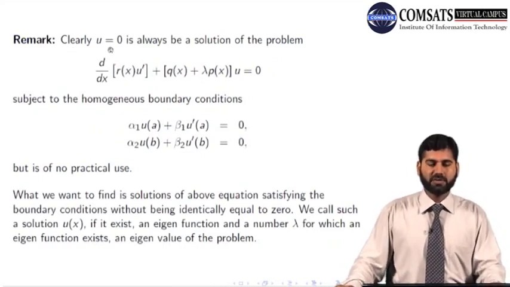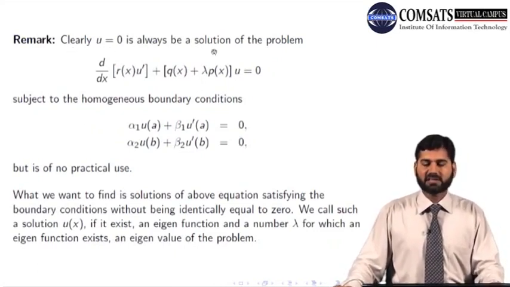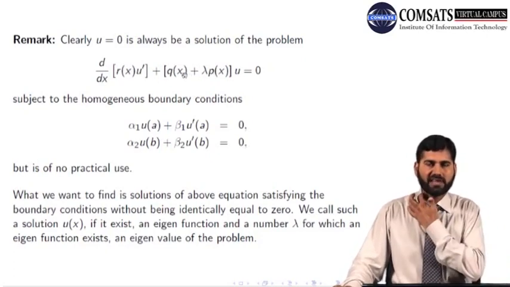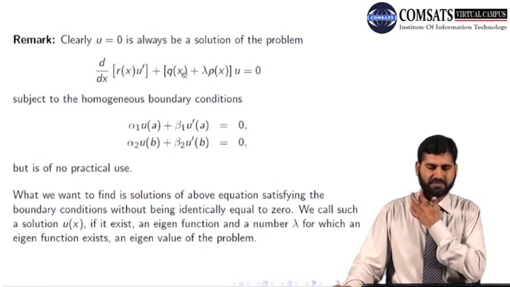Remark: clearly u is equal to 0 is always a solution of the problem. You see, this is always a solution of the problem, because when u is 0, it's a homogeneous equation. So a homogeneous equation always has 0 as a solution.